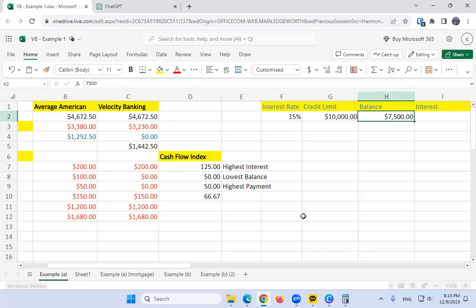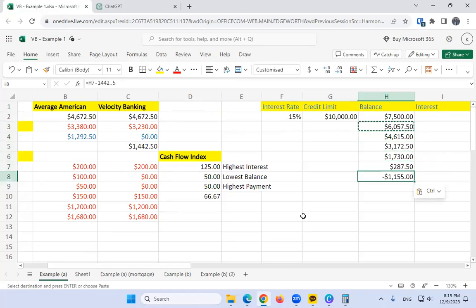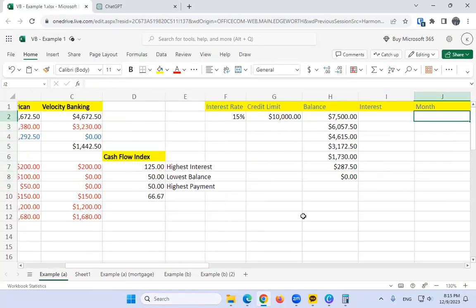So let's go ahead. Again, we put our entire paycheck in. It's going to go down about $4,600. And then we take our expenses from the line of credit, right? We take it out, and it's going to go down by our cash flow. So equals H2 minus 1442.5. And let's see how long it takes for us to go to 0. Okay. 0, 1, 2, 3, 4, 5.